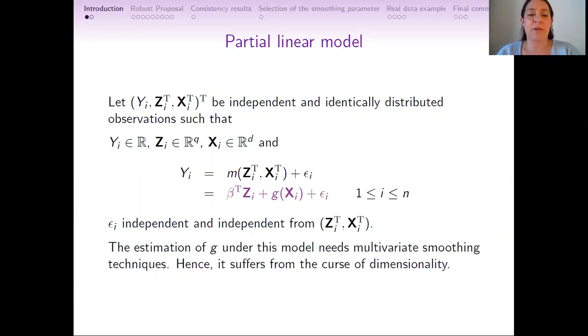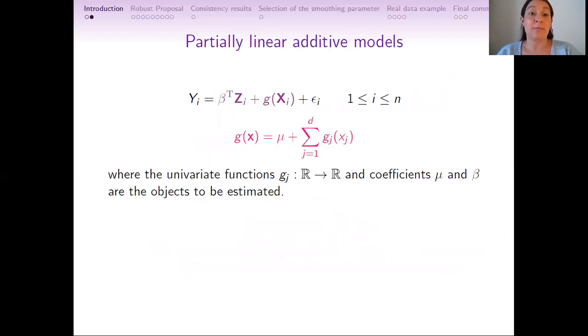But the estimation of g under this model needs multivariate smoothing techniques, so it suffers from the curse of dimensionality, which is associated to the fact that as the dimension increases, neighborhoods of a point become more sparse. In order to solve this problem, partially linear additive models were proposed.